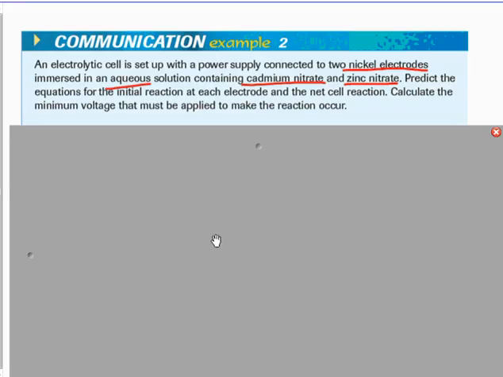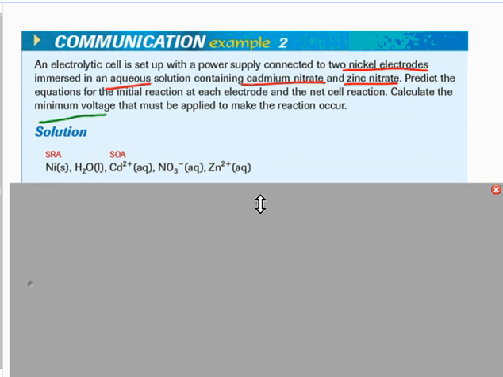Next example, an electrolytic cell is set up with a power supply connected to two nickel electrodes, and it's immersed in an aqueous solution containing cadmium nitrate and zinc nitrate. Predict the equations for the reaction at each electrode and the net cell reaction. Also, calculate the minimum voltage that must be applied to make the reaction occur. So here's all the entities that we have present in solution.